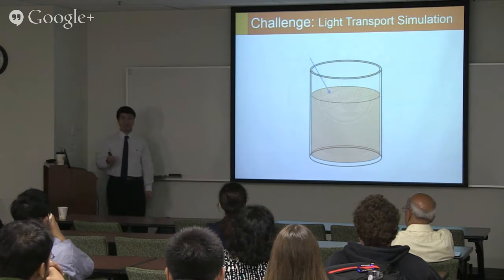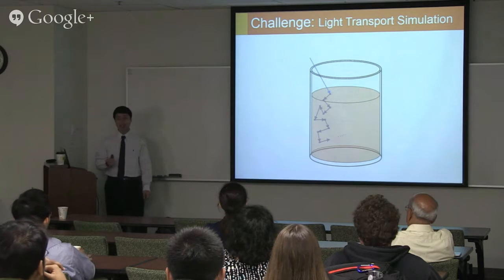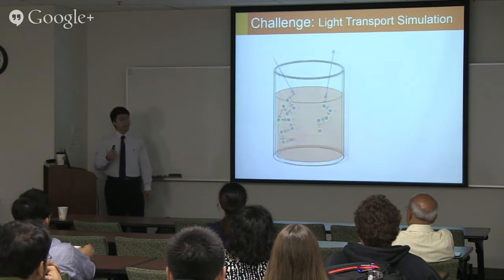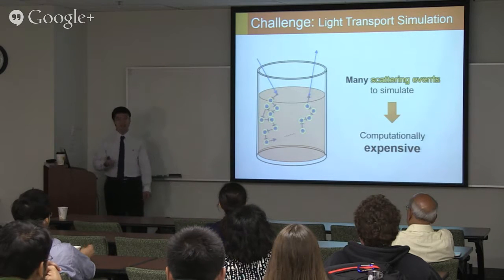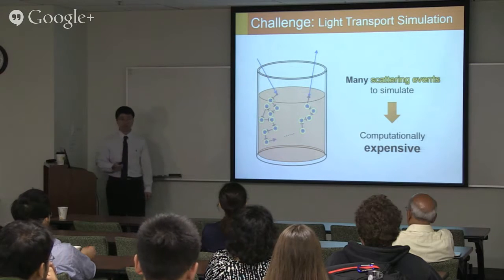When light enters a volume, it can scatter many, many times before being able to leave. This means we have to simulate a very large number of scatterings for each light path, making the simulation process extremely expensive.